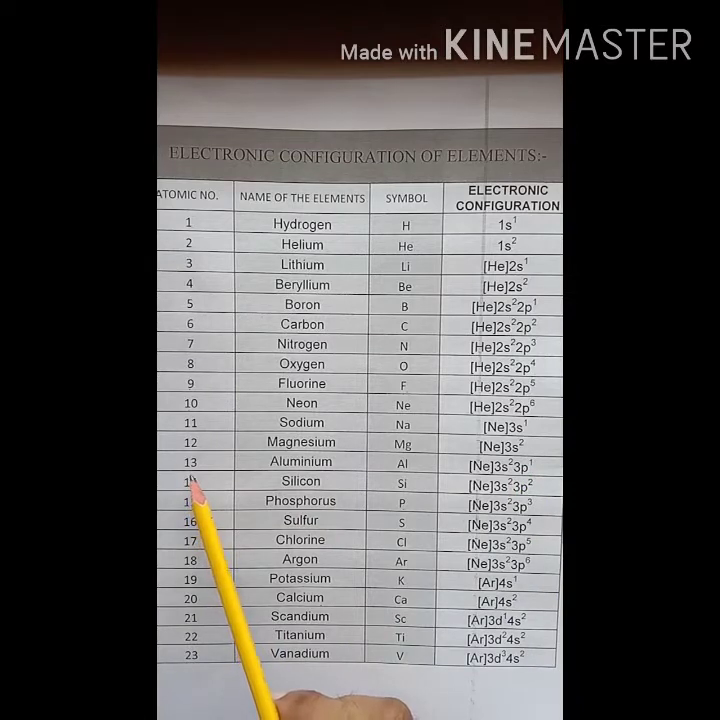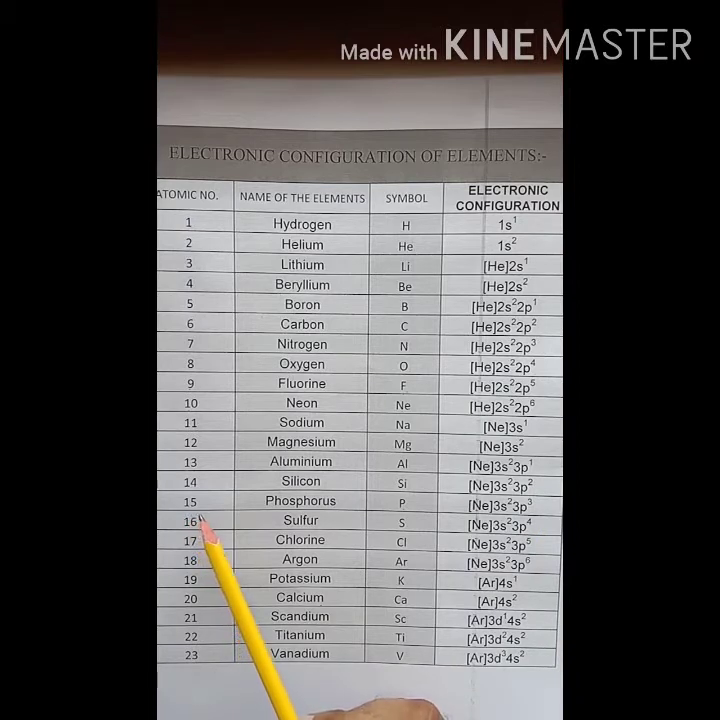The next atomic number is 13. The name of the element is aluminium. Symbol is Al. The electronic configuration is [Ne] 3s2 3p1. The next atomic number is 14. Name of the element is silicon. Symbol is Si. Electronic configuration is [Ne] 3s2 3p2.